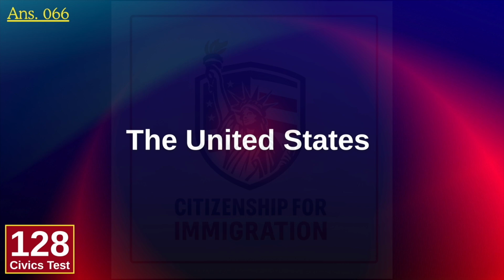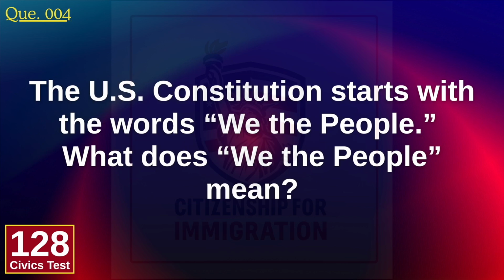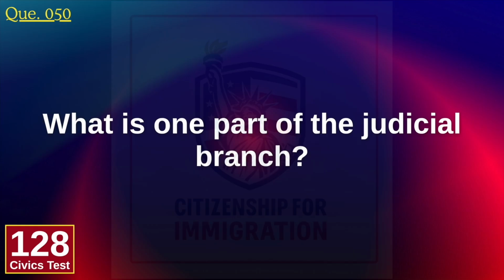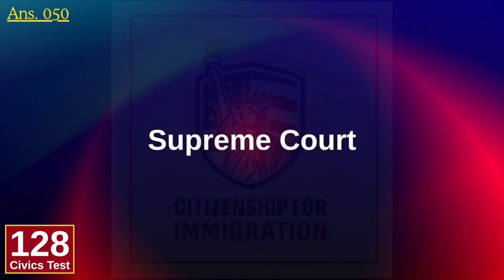The U.S. Constitution starts with the words, We the people. What does we the people mean? Self-government. What is one part of the judicial branch? Supreme Court.